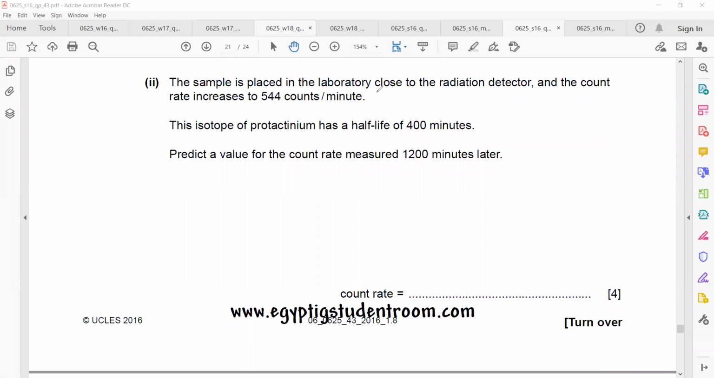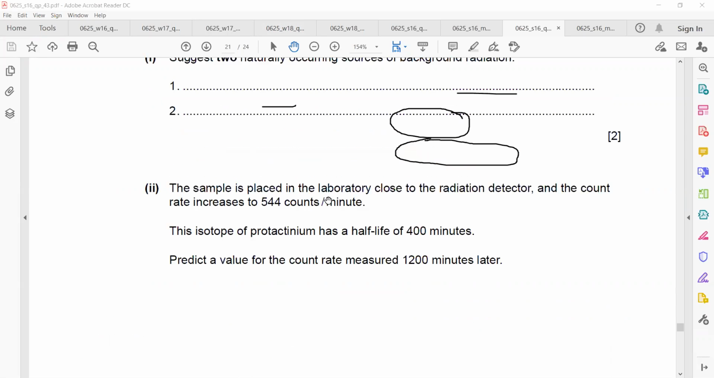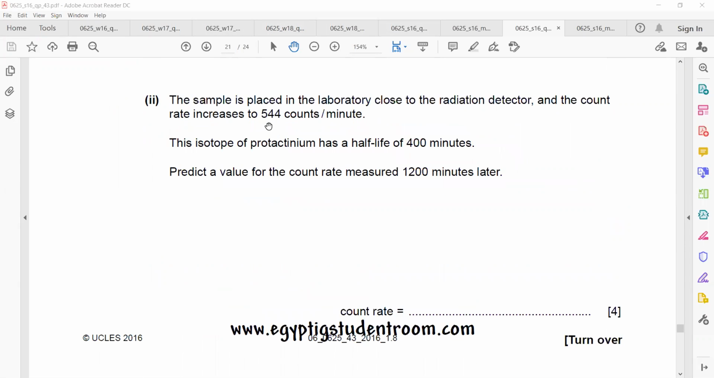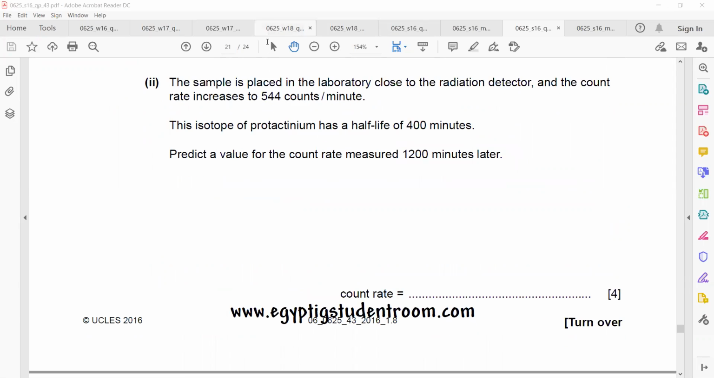The sample is placed in the lab close to a radiation detector. The counts are 544. The isotope of protactinium has a half-life of 400 minutes. Predict the value of the count rate measured after 1200 minutes. But keep in mind, because this is a continuation of the question, that 32 are the background radiations. The radiation detector measured 32. So 32 are background, and the total reading on the detector is 544.